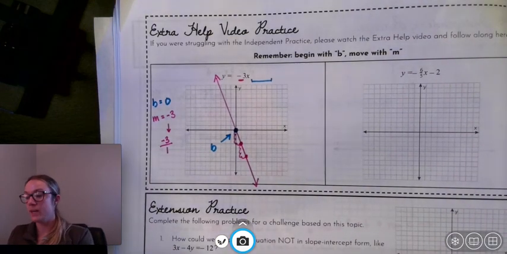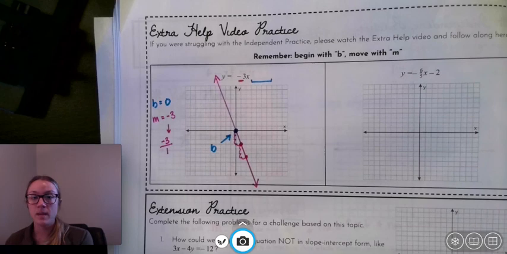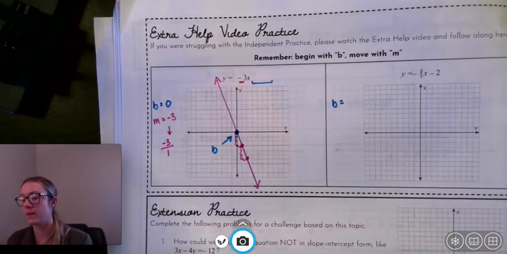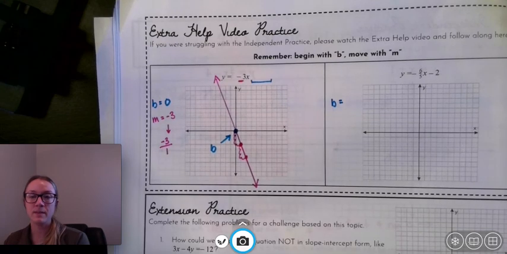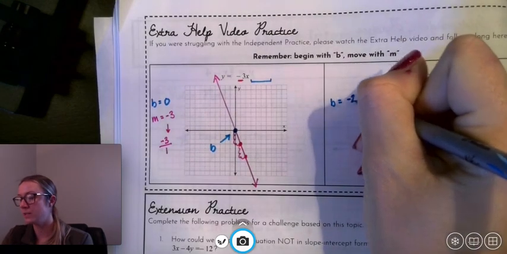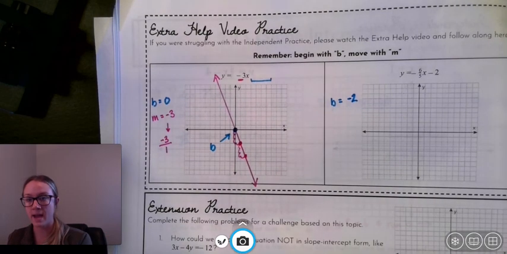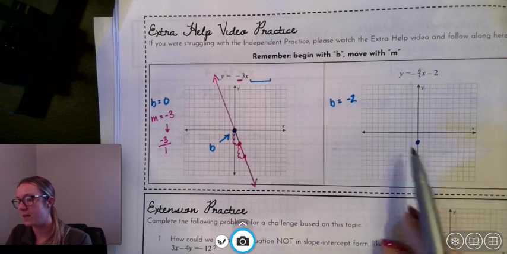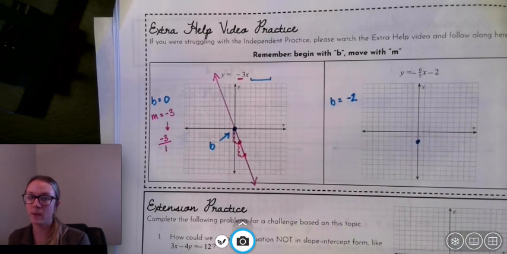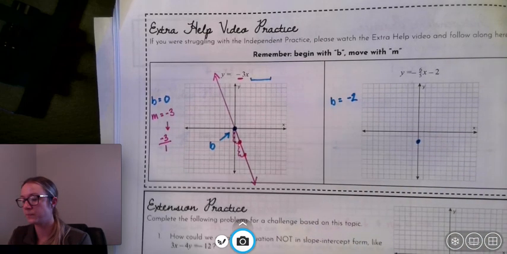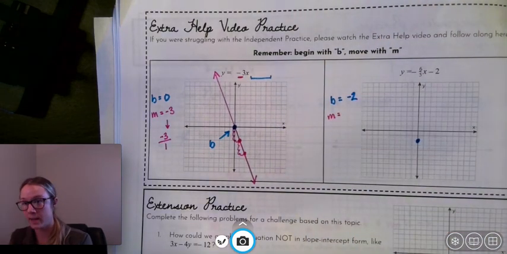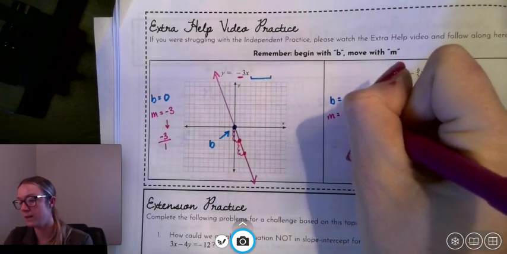For the second one, I want to do the same thing. Begin with b, move with m. So I have to identify what b is, and I have to identify what m is. My b value is the number by itself, which is negative 2, which tells me I'm going to start at negative 2 on my y-axis, which is down here. I never want to start on my x-axis, always my y-axis, because that's my y-intercept. And then my slope is the number in front of x. So I have negative 6 over 5.